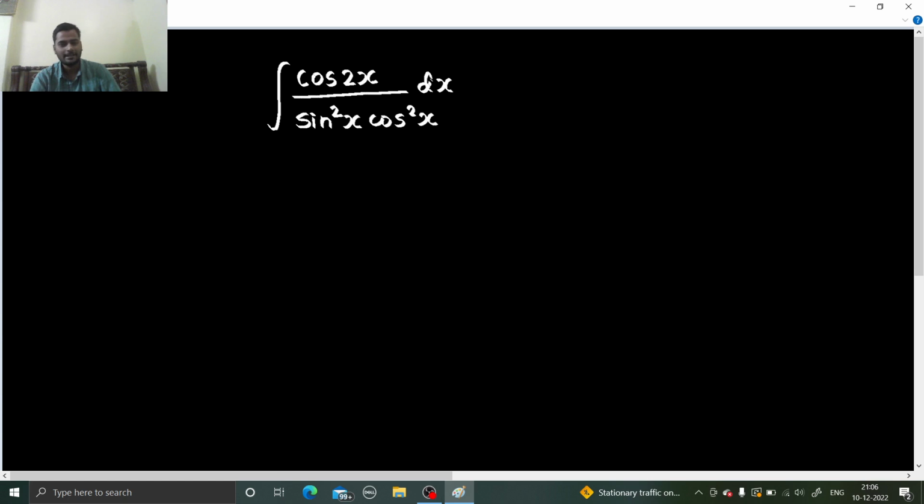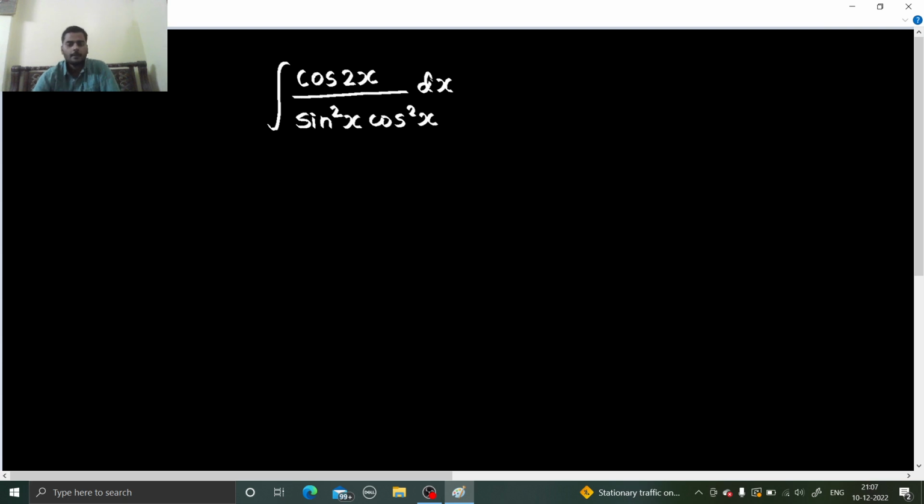So, we have another problem in front of us, cos2x divided by sin square x cos square x. If you can remember, we have done a similar problem where in numerator instead of cos2x we had 1, but this time we have cos2x. There we replaced 1 by cos square x plus sin square x. What to do here?